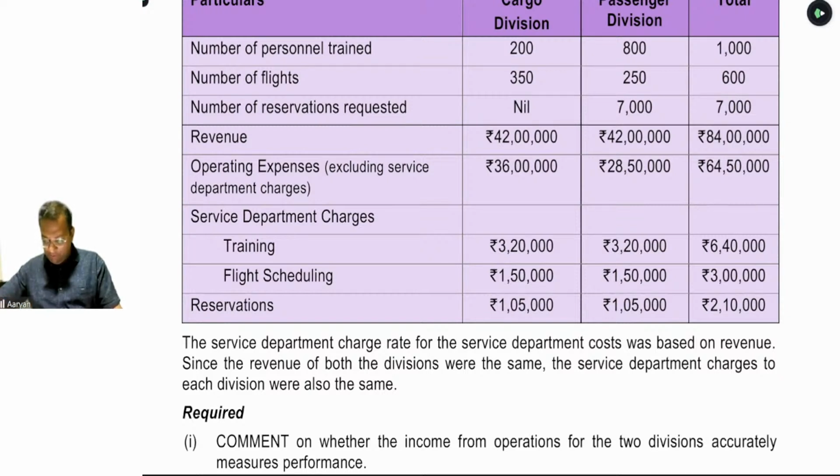Okay, Shrivani has answered no. The allocation doesn't accurately measure because the number of reservations required is more in the passenger department, which shows the high demand. Okay, Vipin has shared all the three.